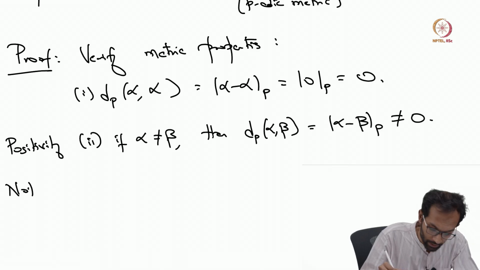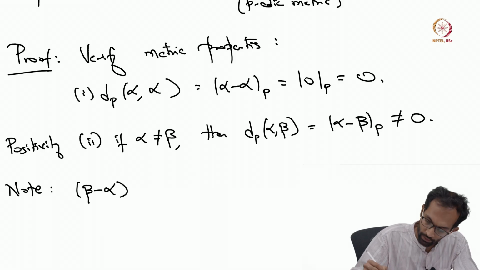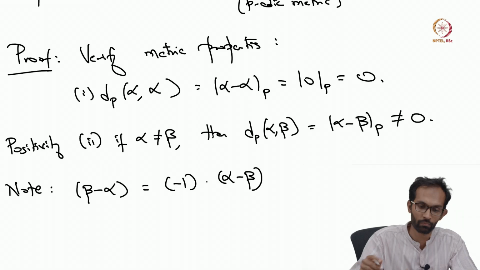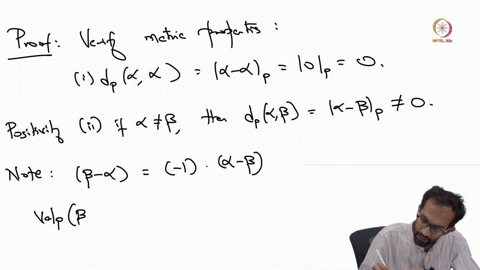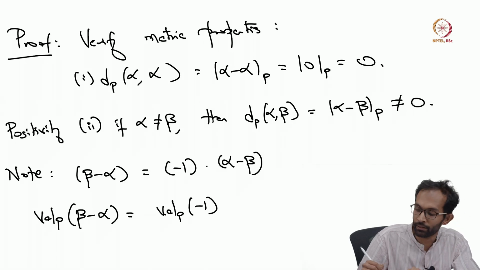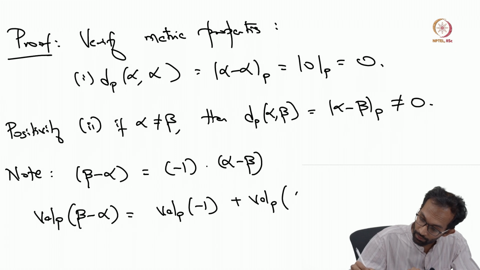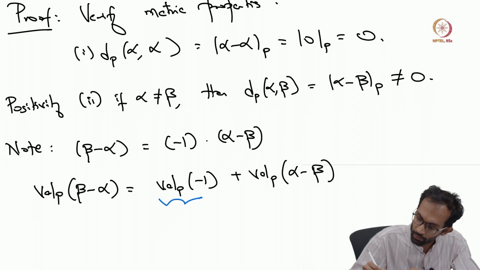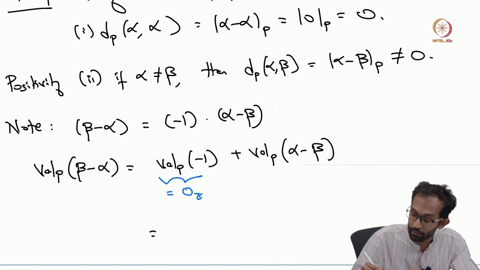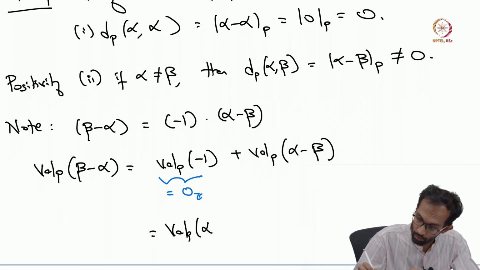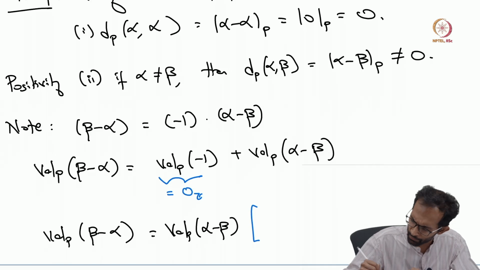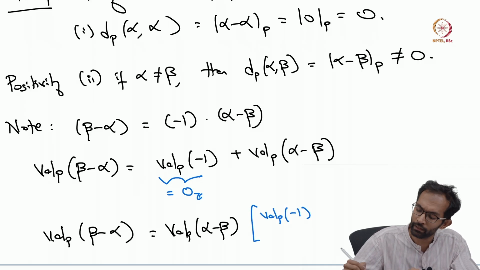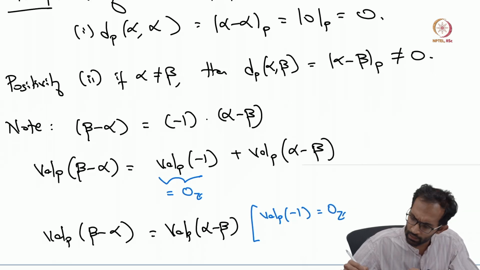And the next thing that you want to check is symmetry. And just a small observation is that beta minus alpha is just minus 1 times alpha minus beta. So if you take the p-adic valuation of beta minus alpha, that's just the p-adic valuation of minus 1 plus the p-adic valuation of alpha minus beta. But we've seen that the p-adic valuation of -1 is in fact 0. So the p-adic valuation of beta minus alpha coincides with the p-adic valuation of alpha minus beta. This fact that the p-adic valuation of -1 is 0 was seen in lemma 23, in lecture 9.